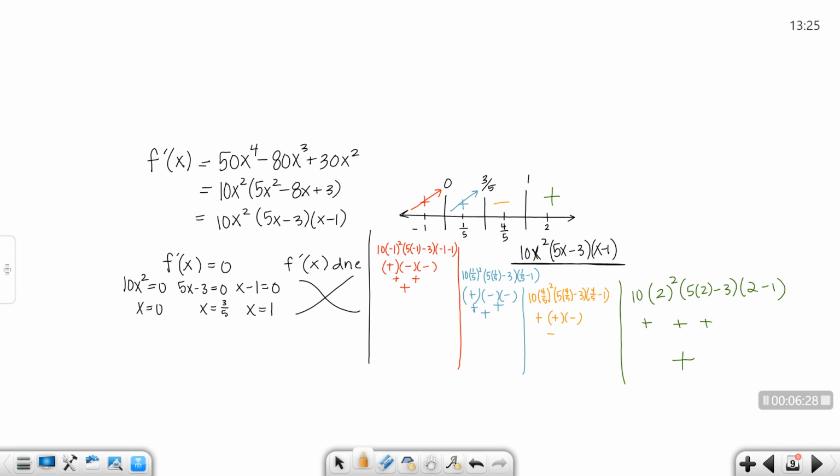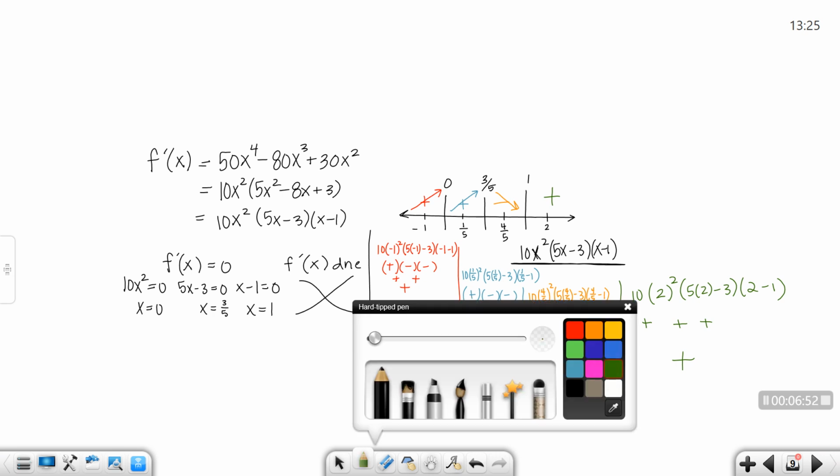So 10 times 4/5 squared, all of that's positive. 5 times 4/5, the 5's would cancel out, leaving me with 4. So you'd get 4 minus 3, which is positive. And 4/5 minus 1 would be a negative. So in this one, you would have a positive in the front and a negative in the back, which leaves you with a negative result. So I'm decreasing here. And the last one, I'm plugging in 5.